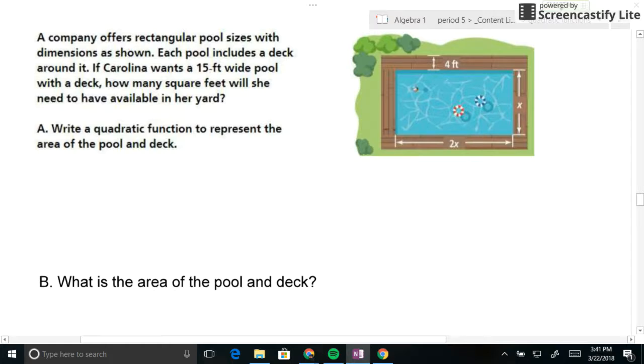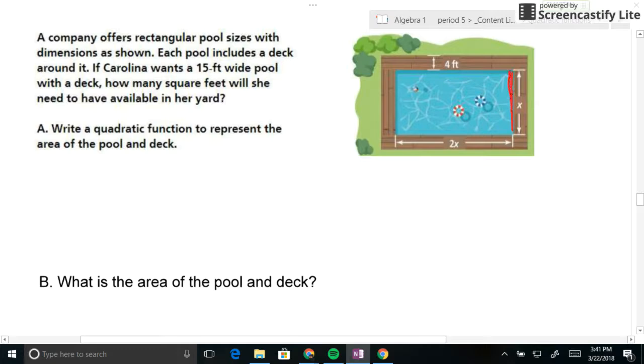So a company offers rectangular pool sizes with dimensions as shown. Each pool includes a deck around it. If Carolina wants a 15-foot wide pool with a deck, how many square feet will she need to have available in her yard? So the first thing we want to do is write a quadratic function that represents the area of the pool and the deck.